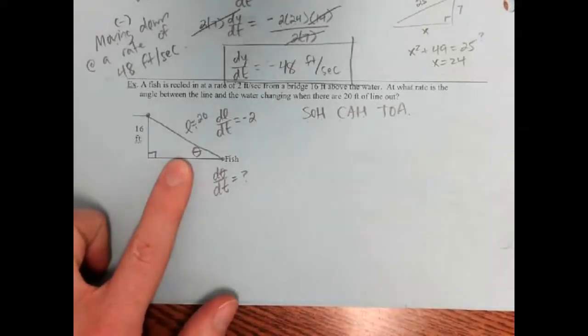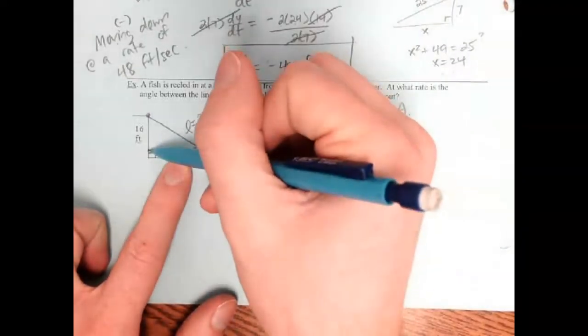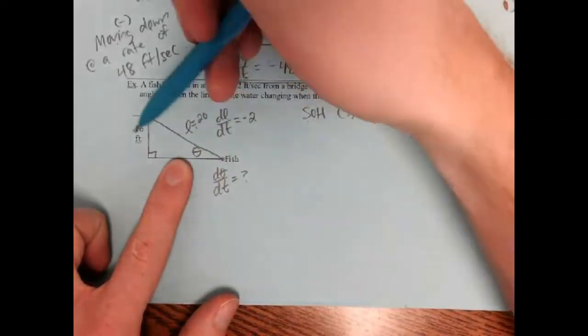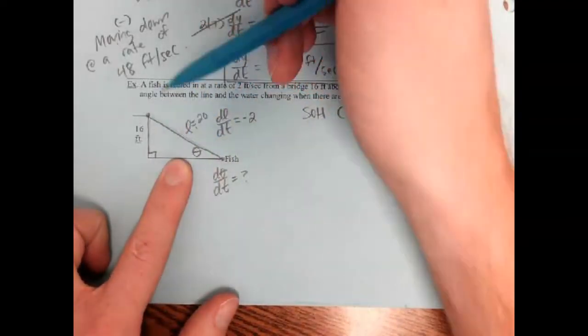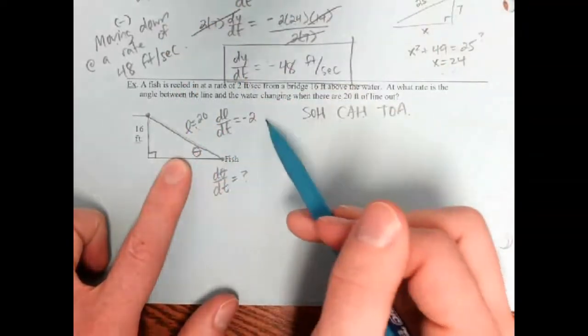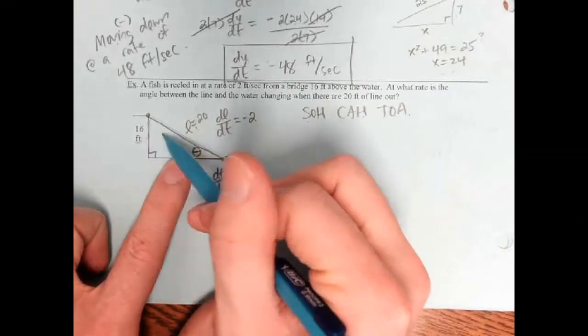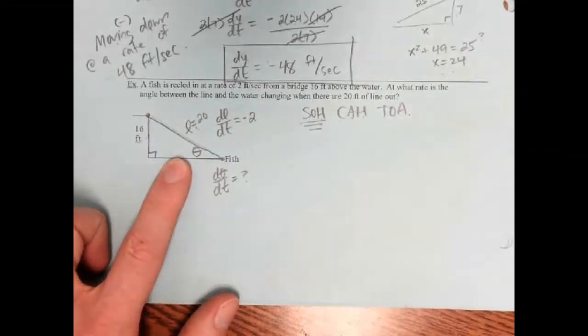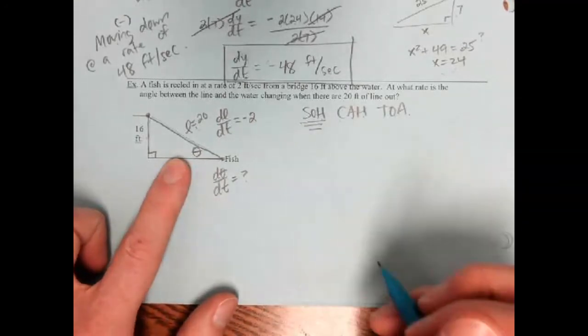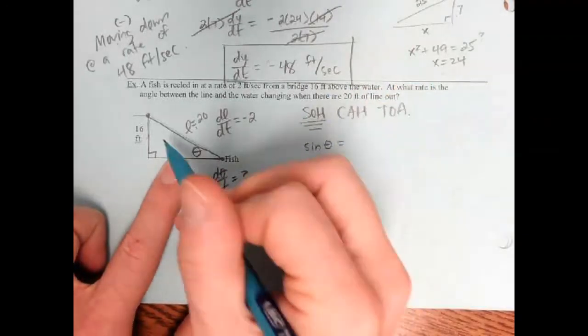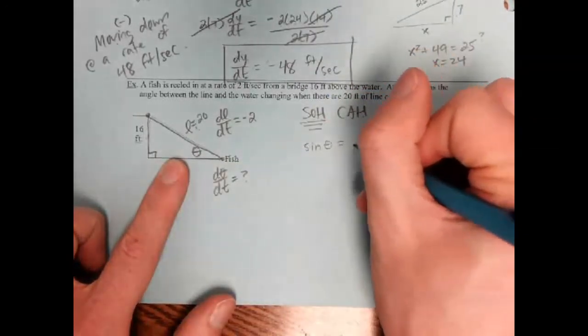Let's set up a trig ratio that's going to use the 16. Yeah, certainly you'd want to use the constant. And then we would also want to use the L, because I know stuff about the L and about the dL/dt. So I want to use the opposite and the hypotenuse. So I'm thinking here a sine ratio is going to be the best way to get this answer. So let's set it up. Sine of theta is going to equal 16 over L.